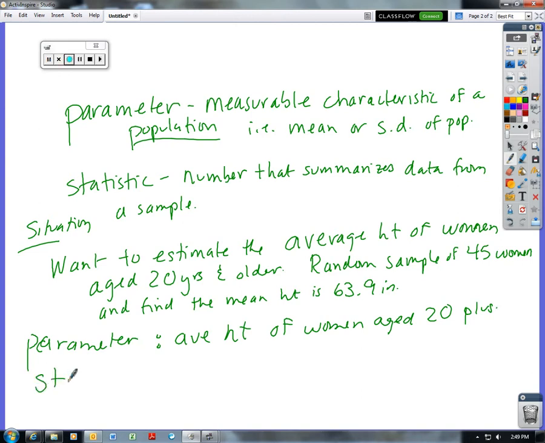And then the statistic, because there was a sample taken, we can actually say what it is. We could say the mean height of 45 women is 63.9 inches, and that's the statistic. So hopefully that helps you see the difference between the parameter and the statistic. Statistics you can actually calculate often because you have a survey of a sample, whereas a parameter you're usually not going to be able to calculate because it involves the entire population.